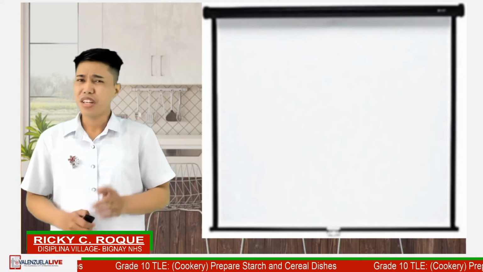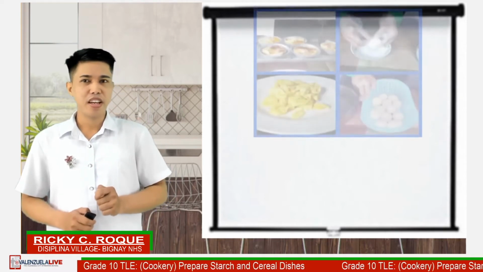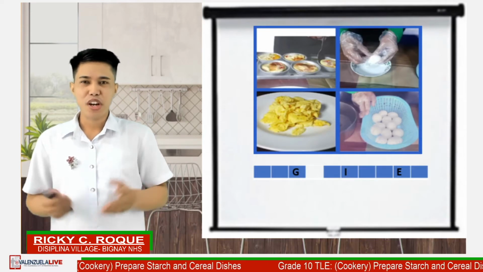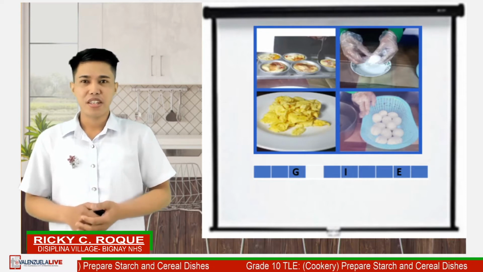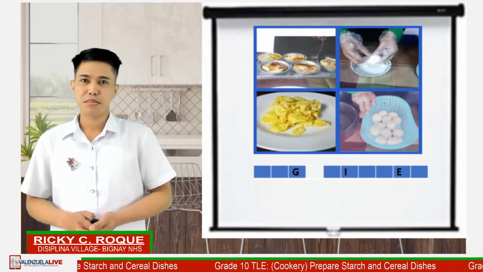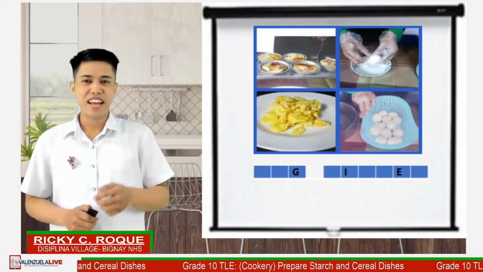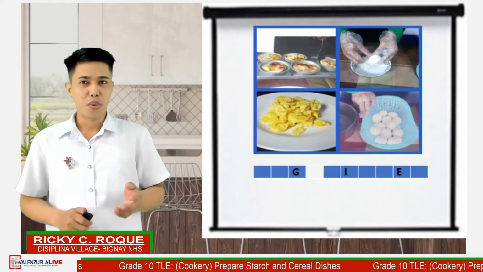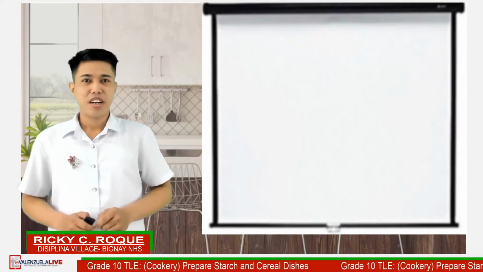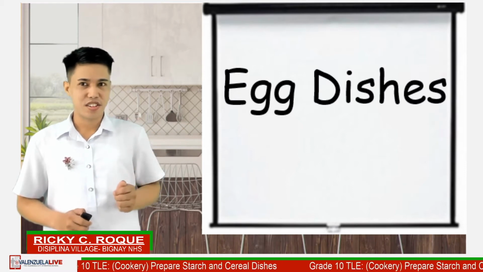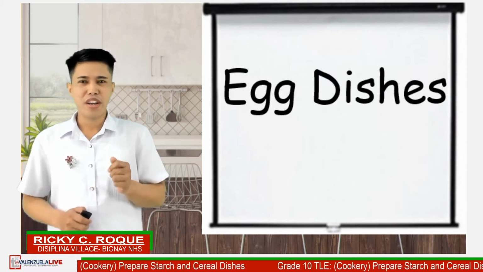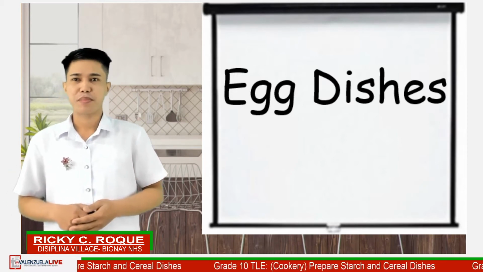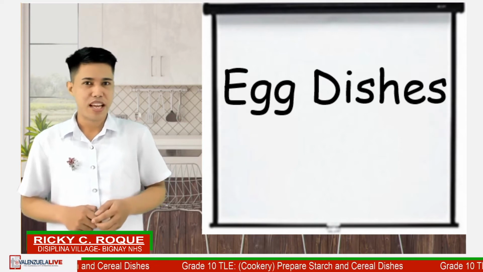Let us see if you still remember the previous topic by playing 4 pics, 1 word. I want you to complete all the missing letters inside the box. So what is the answer? What do you think is the answer? Oh, great. You got the correct answer. It is egg dishes. Last time, you learned different ways of cooking egg dishes and ways to garnish them. We're done reviewing your previous lesson.